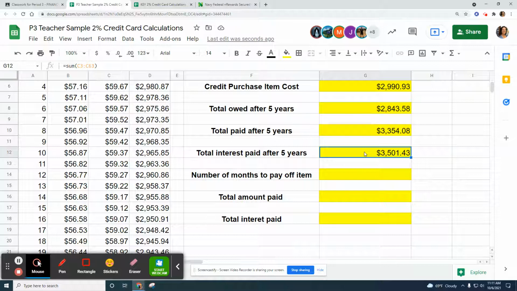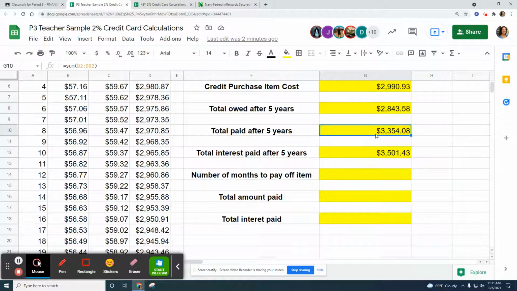So credit purchase item cost is equal to D2. Same balance. Next one down, total owed after 5 years. Yeah, equals, so total owed after 5 years, go back up with me, I'm in G8. Total owed after 5 years is equals D62. It's just getting the number from another box.